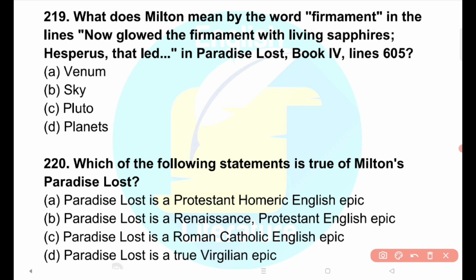Which of the following statements is true of Milton's Paradise Lost? Option B. Paradise Lost is a Renaissance Protestant English epic.